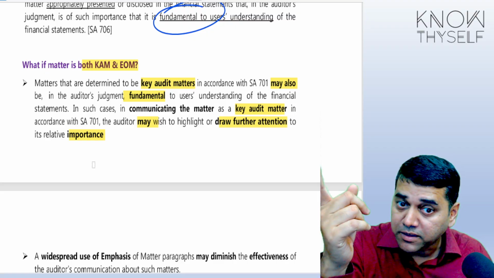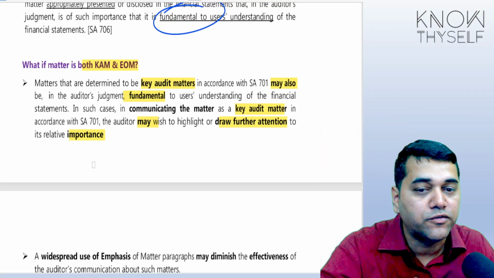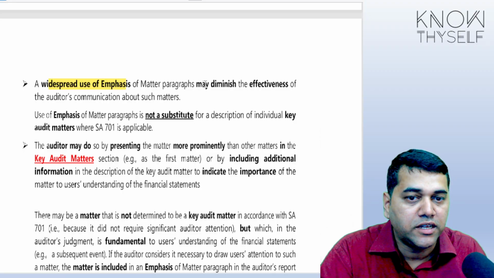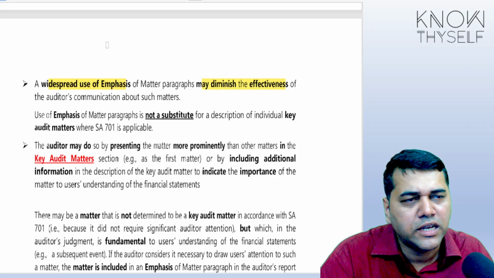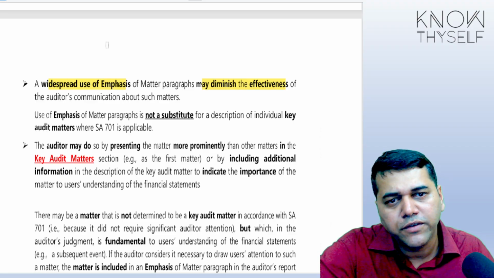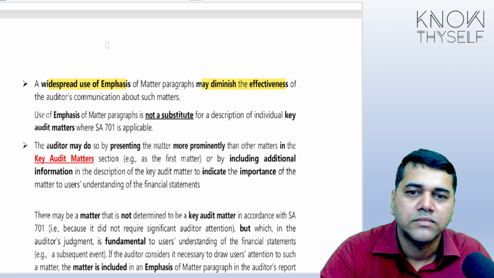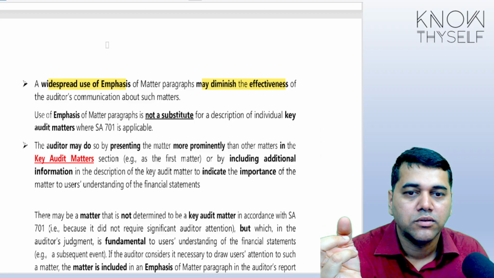But if this is something very important, you will again want to bring attention to it because it is very fundamental. A widespread use of emphasis of matter may diminish its effectiveness. That means if everything is important, it loses meaning. You see, if I keep telling you priority one, priority one, for almost every question, priority one will lose its importance. Priority one should really be a priority one. It should be something different, no?